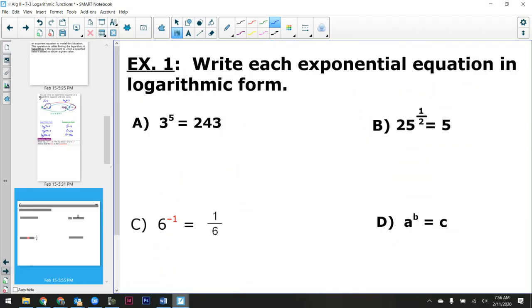All right, so let's do some examples. Why don't you guys try to transfer those? Take them from exponential into logarithmic. All I'm asking you to do is just switch it up. Take it from exponential and put it into logarithmic.